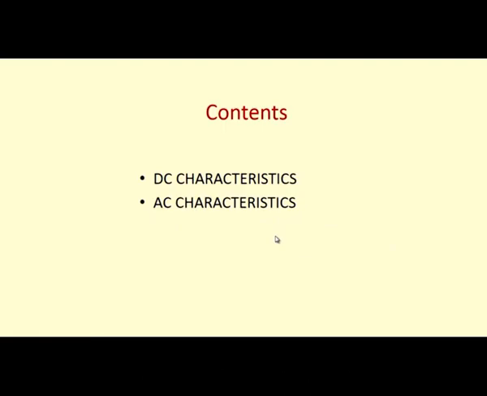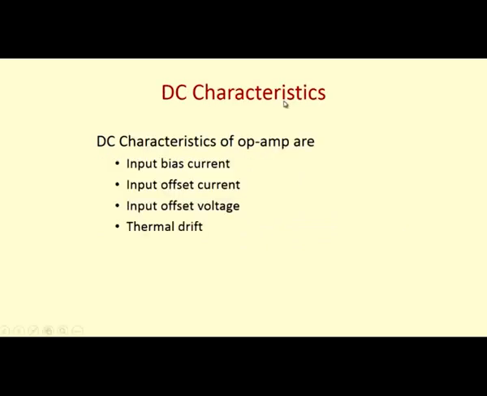Welcome to UGC lecture series Linear Integrated Circuits. Today we are going to discuss about DC and AC characteristics of operational amplifier. The DC characteristics of operational amplifier are otherwise called as non-ideal characteristics of operational amplifier, or input bias current, input offset voltage and thermal drift.